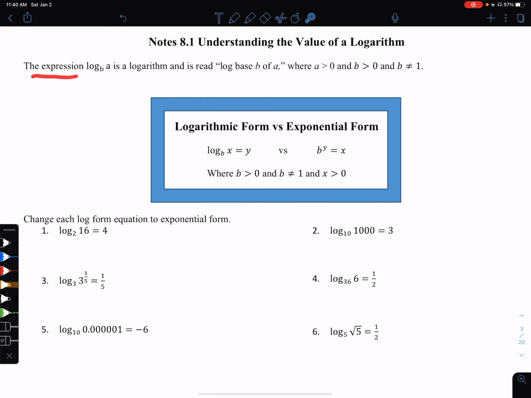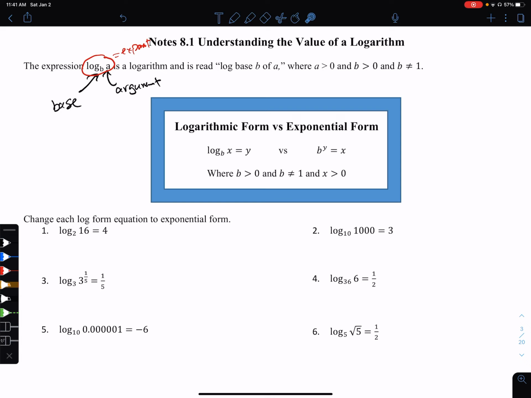The expression log base b of a, where a is called the argument, has to be larger than 0. It means it has to be positive. And b has to also be positive, but it can't be 1. It's called the base. This whole thing is equivalent to an exponent. The logarithm is the exponent.